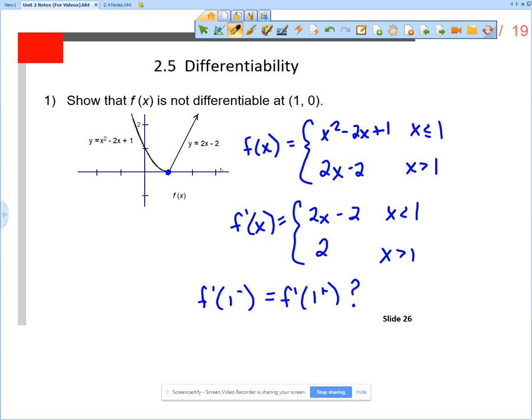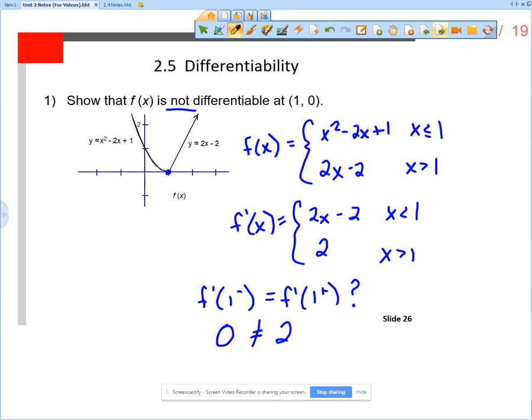So what is f prime of 1 from the left? That means put 1 into the top piece: 2 times 1 minus 2. That would be 0. Does 0 equal 2? That is not true. Therefore, f is not differentiable at (1, 0). So that's how we consider differentiability.